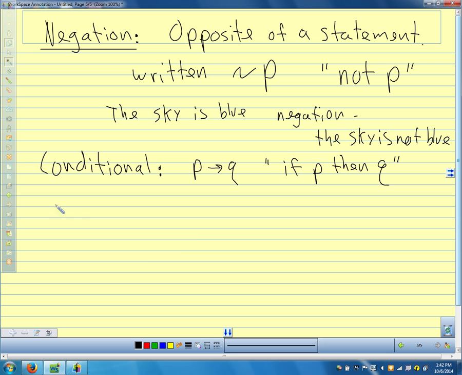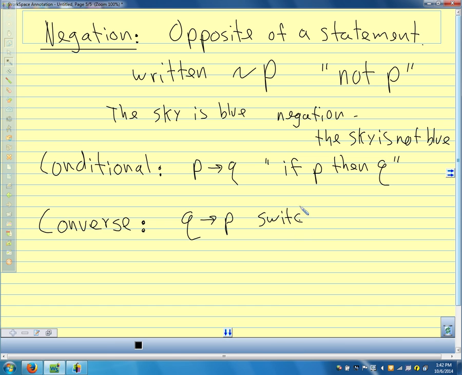The converse is a relative. The converse of the conditional statement is we just switch the two around. So we just switch the order. And we would read this, if Q then P. So to make the converse, we just switch the order.